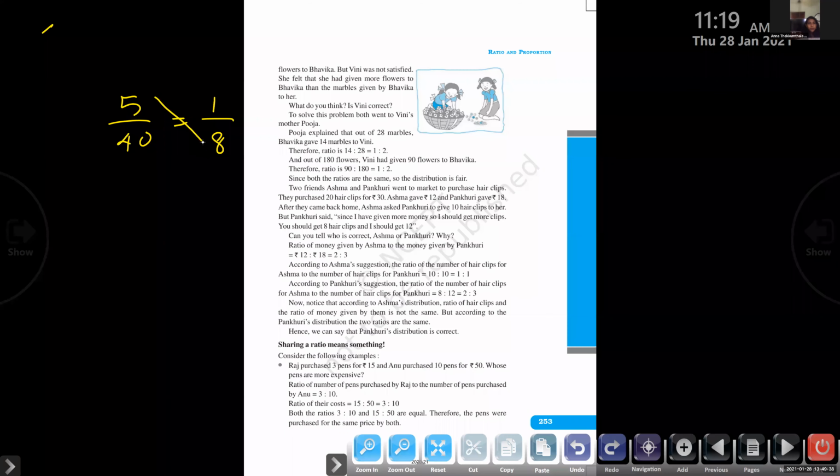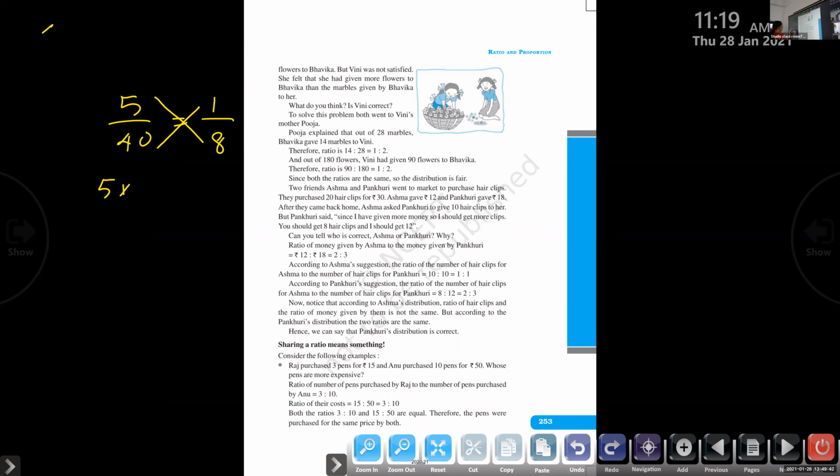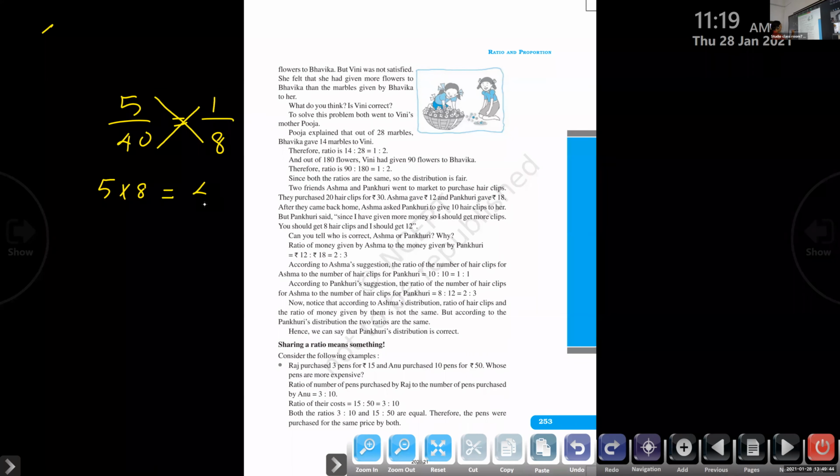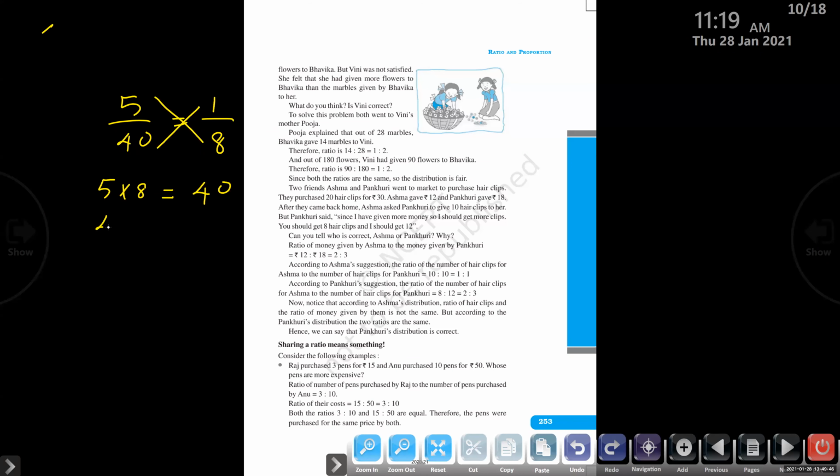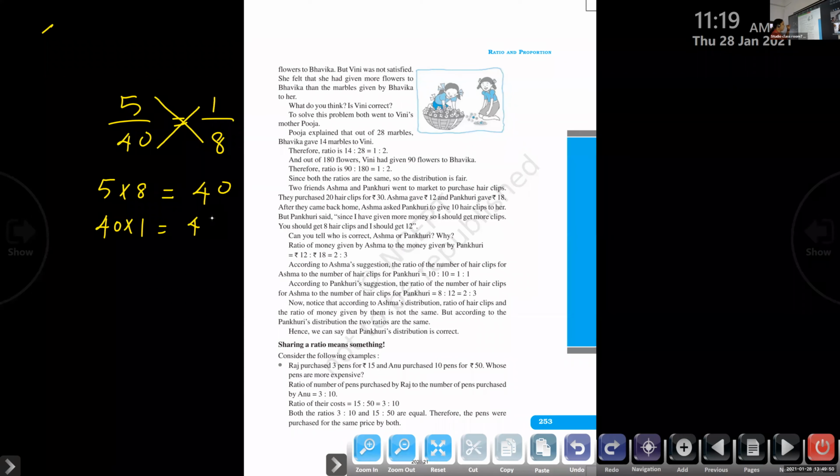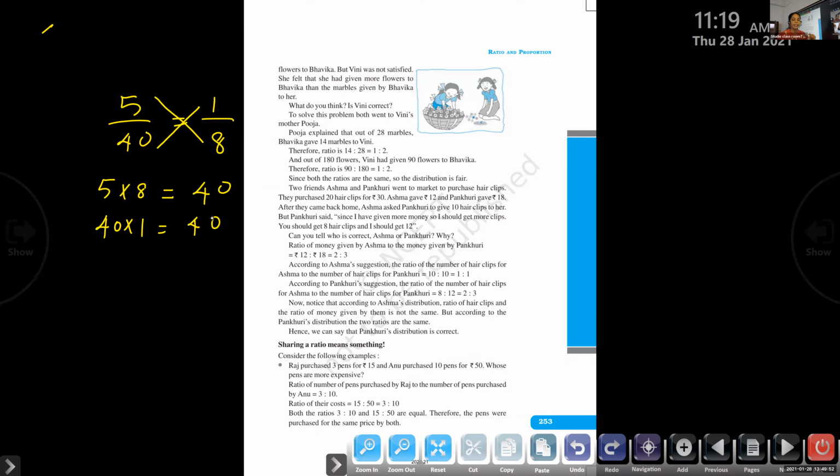Will you multiply this? 5 into 8, 40. And 40 into 1, 40. If the ratios are the same, we will get the same value when we cross multiply. If you get the same value like this, it is known as being in proportion. Clear?